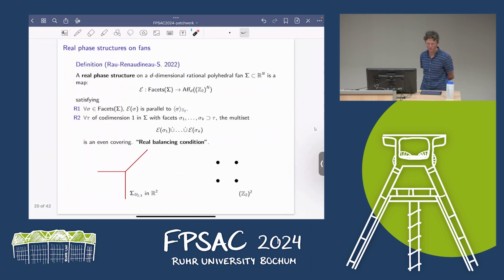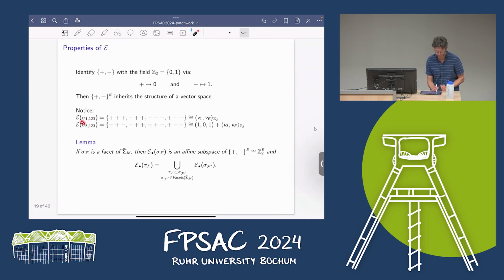So here's a sort of a definition of real structure on tropical varieties, but let's say it's a 1.0 definition. So I think there should be generalizations of it. So if we have a fan that's of dimension D, what we want to do is have a map, capital E, that assigns to each face an affine vector space of dimension D to this vector space over the field of two elements. And it has to satisfy two things. One is that for each face, this affine vector space should be parallel to the face that we started with when we reduce mod 2. Okay, so this cone here, its directions were V1 and VE. And the directions here are V1 and VE, but reduce mod 2.